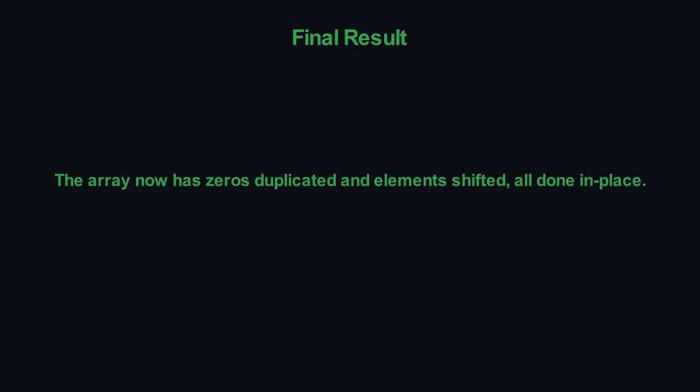The final array will be 1, 0, 0, 2, 3, 0, 0, 4. This correctly reflects the duplicated zeros and shifted elements, all performed in place. The crucial part is accurately calculating the final positions before the backward pass.